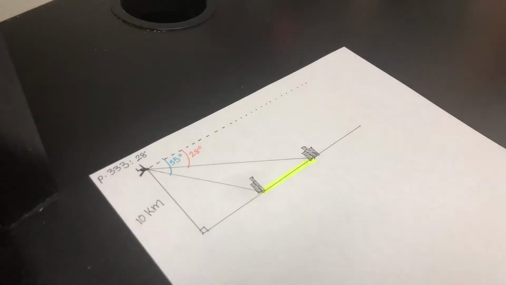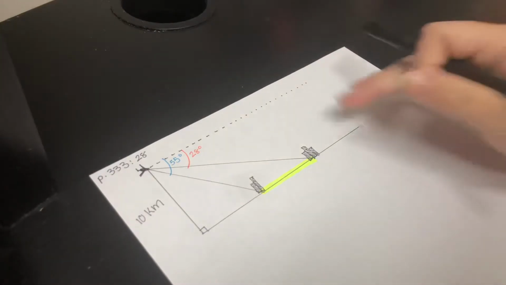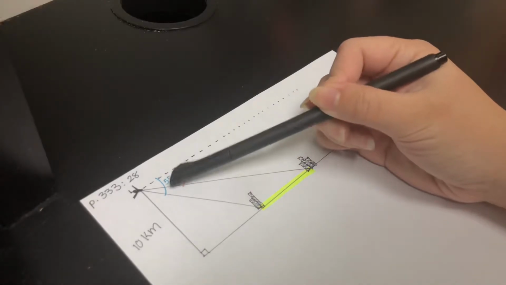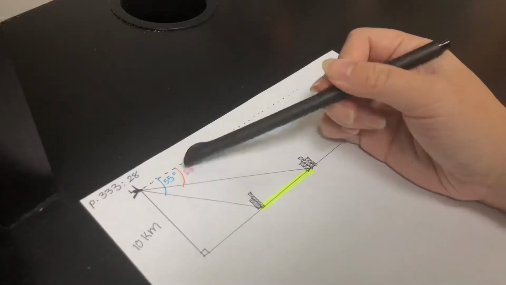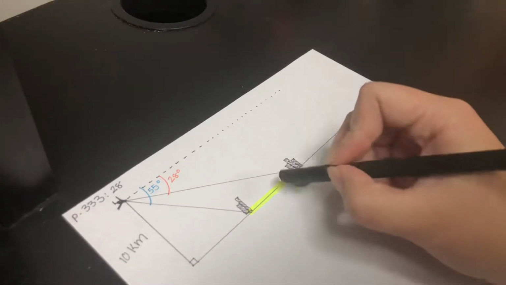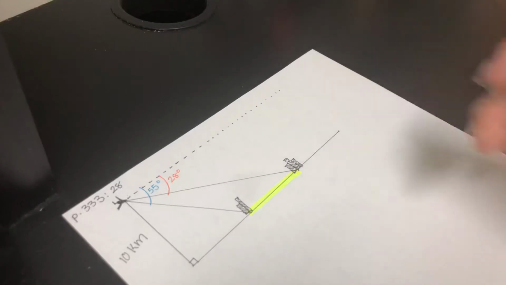So given this information and the given diagram that I set up beforehand, we know that the angle of depression right here is 55 degrees and this one is 28 degrees, and the thing that we're trying to find is the highlighted thing here, the distance apart between the cities.